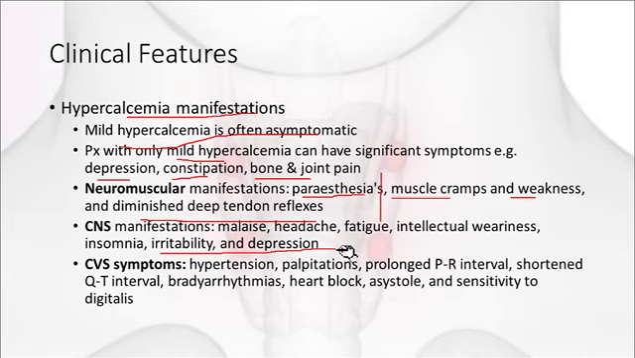A large amount of calcium in the body will result in hypertension, palpitations, PR interval prolongation, shortened QTc intervals, bradyarrhythmias, heart block, asystole, and even an increased sensitivity to digitalis or digoxin.